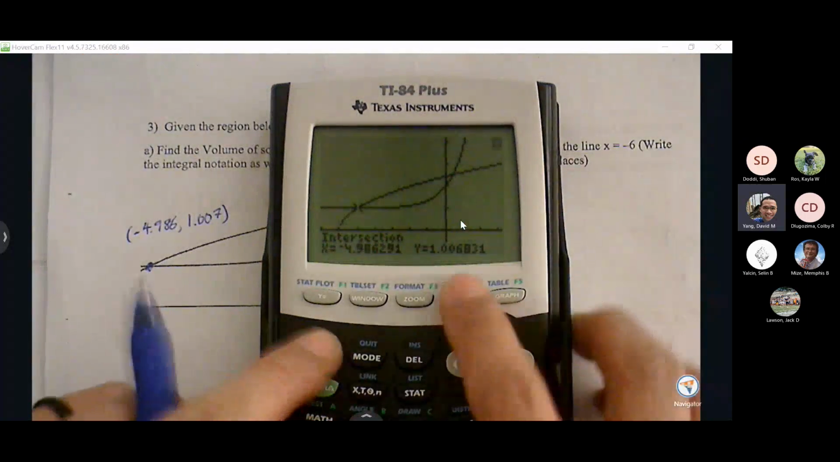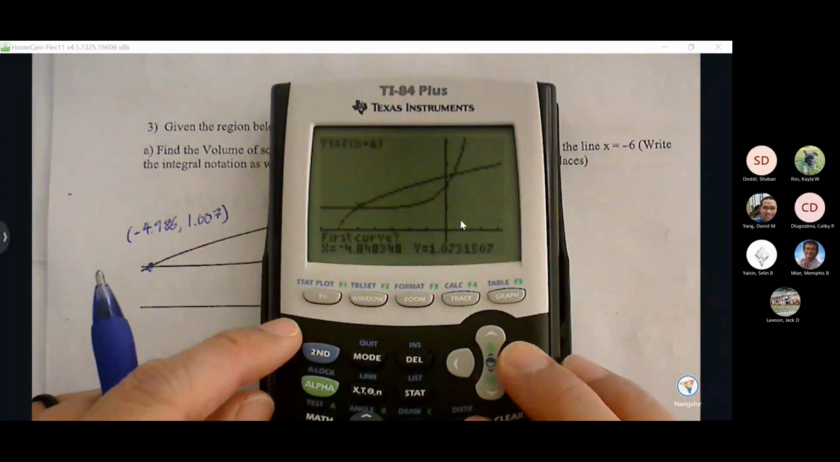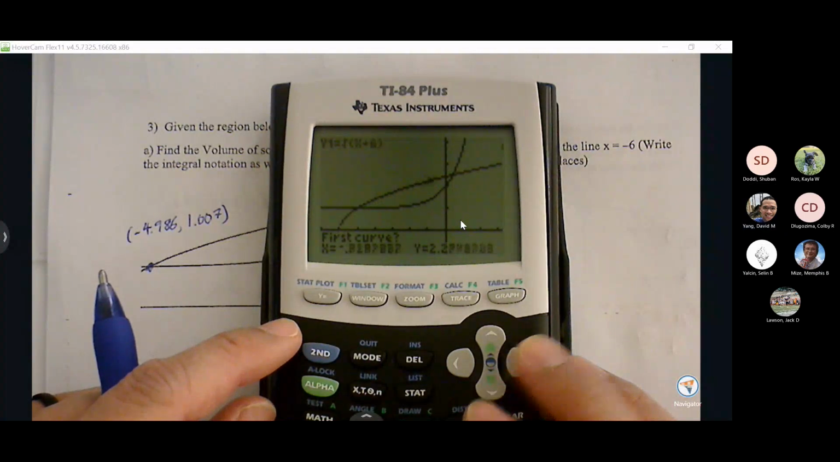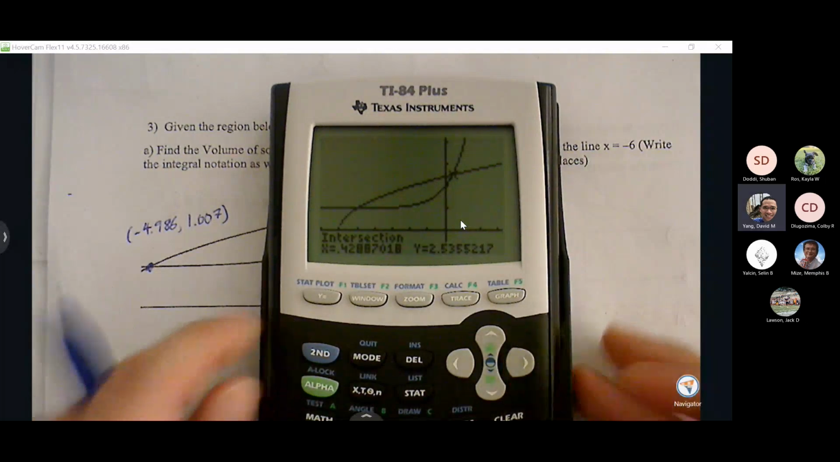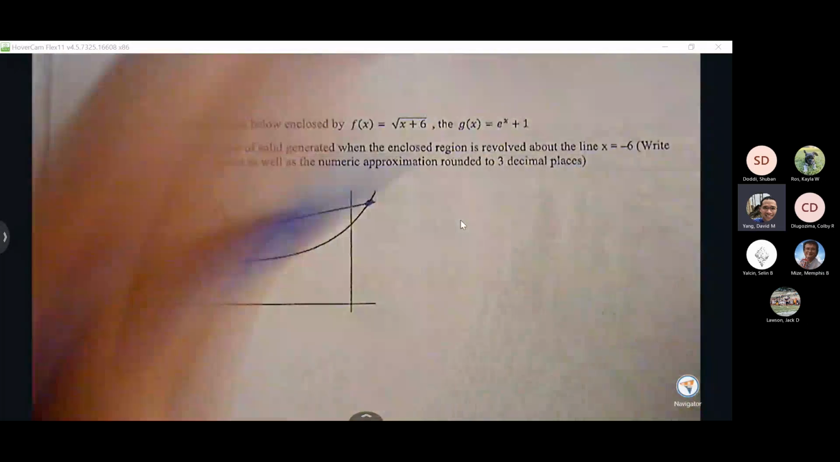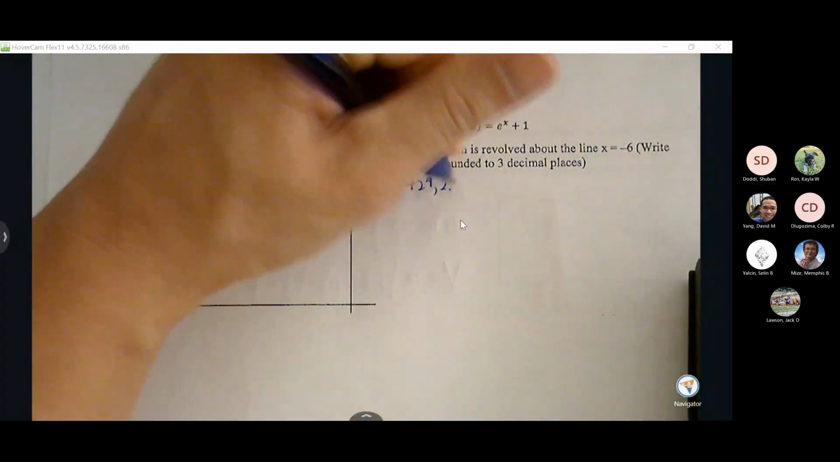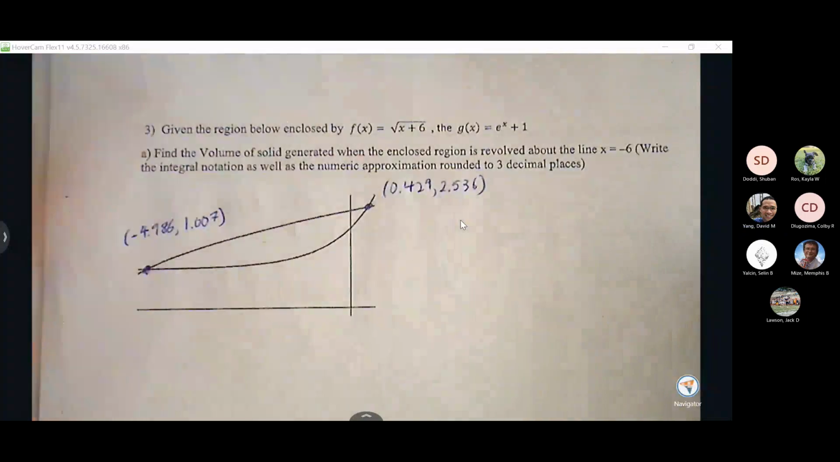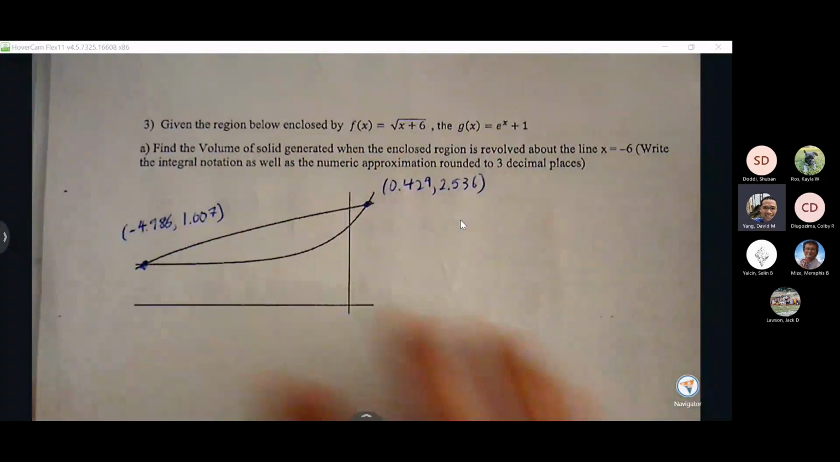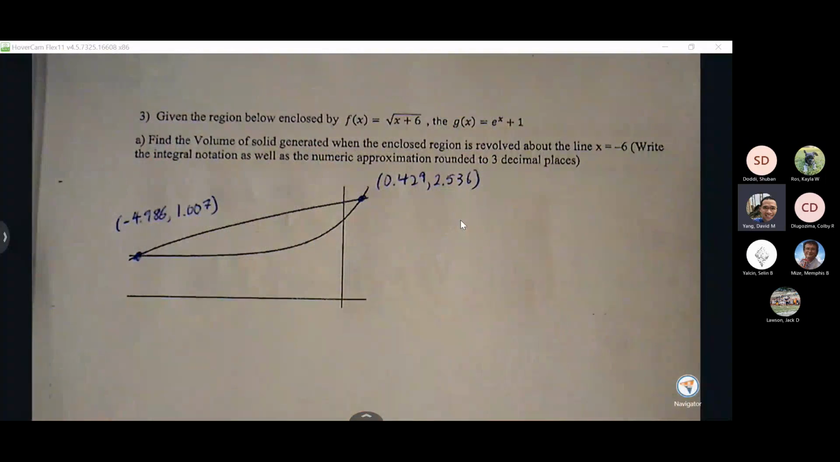Find the other intersection, second trace intersect. Now I'm going to move nearer to the other intersection. 0.428 or 0.429. Okay, everything I need in terms of the boundary is identified.